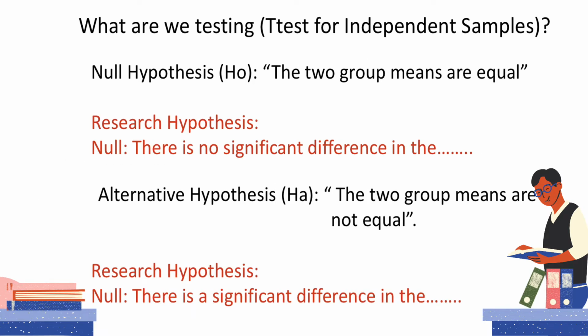So what are we testing for in t-tests for independent samples? Given that your null hypothesis states that the two group means are equal, your research hypothesis will be stated as there is no significant difference between the two groups. For the alternative hypothesis, you assume that the two groups are not equal. Therefore, your research hypothesis will be that there is a significant difference between the two groups.